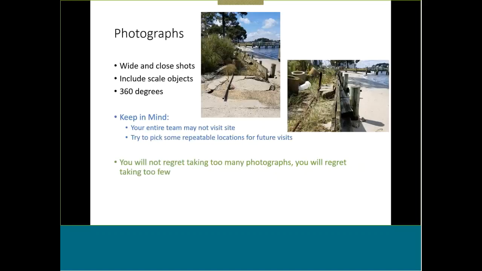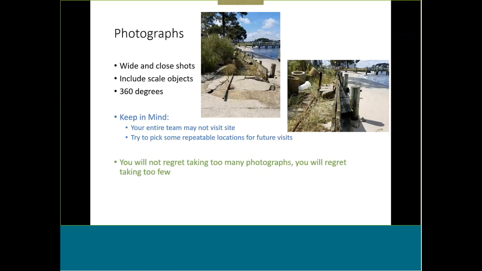I promised a slide on photographs, and here it is. We recommend taking as many photographs as you can. You will probably not regret taking too many. You will definitely regret taking too few photographs. As I mentioned, your entire project team probably won't have an opportunity to go out into the field with you. So taking photographs is a great way to communicate the lay of the land to other team members that you may bring on later. Include scale objects in your photos.